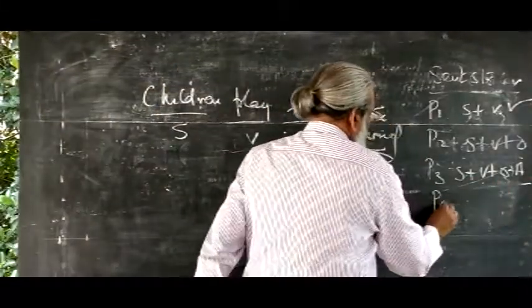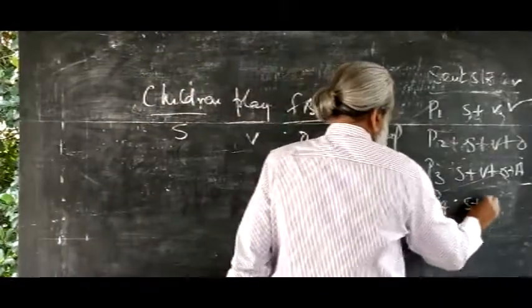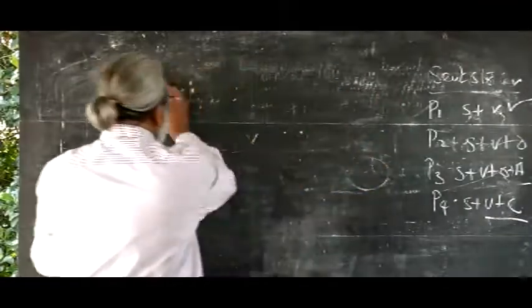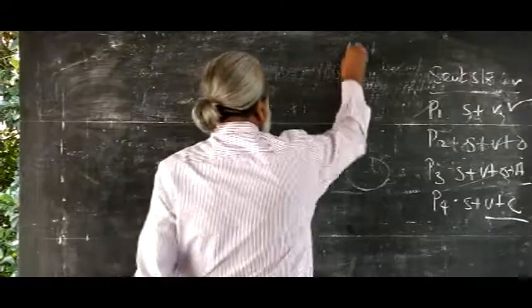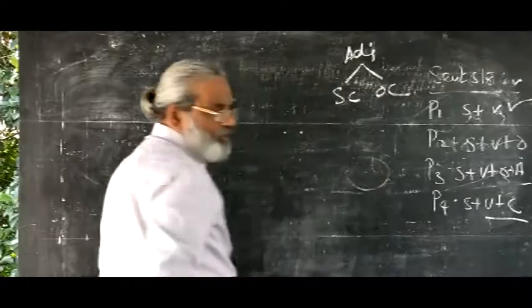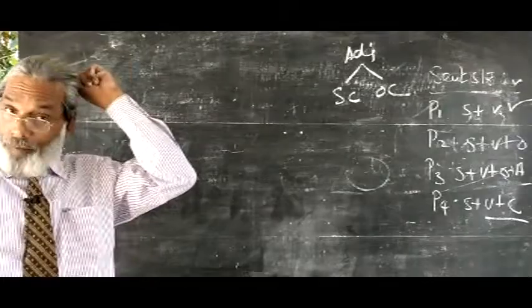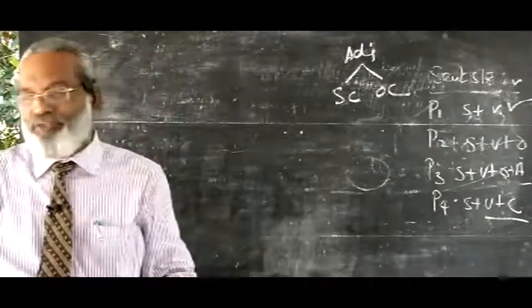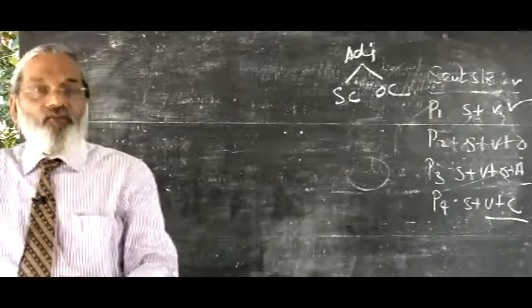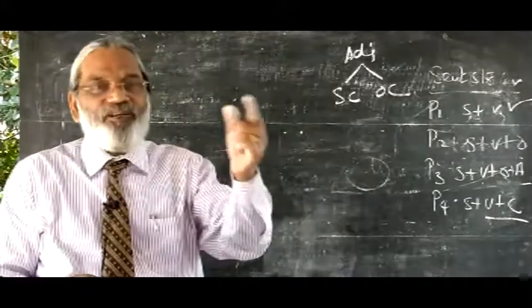Then pattern number 4. What is pattern number 4? S plus V plus C. C is a complementary function of adjective. We have studied adjective has two complements, subject and object complement. What is called subject complement? A word which complements the subject is called subject complement. Whereas OC means a word which is an adjective that qualifies the object of the sentence is called OC, object complement.